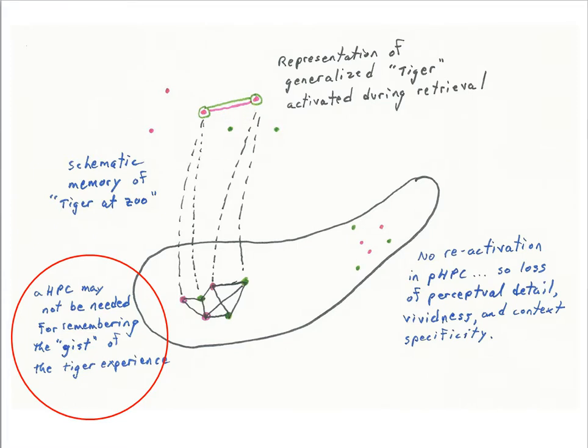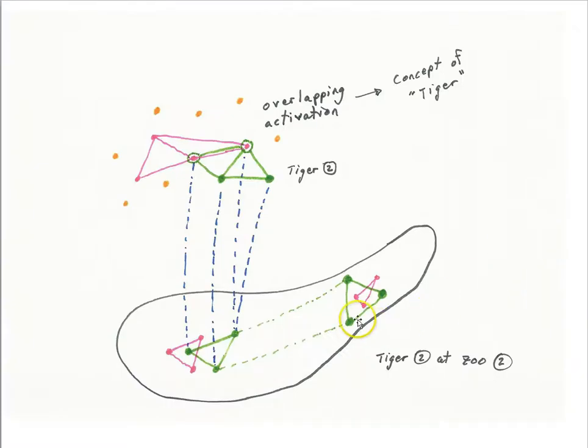So in summary, the idea is that while we can have specific episodic events, Tiger 1 at Zoo 1, Tiger 2 at Zoo 2, and we can have non-overlapping episodic memories for those events, if there are common features of those events, the cortical representation can show this overlapping pattern. And it's the overlapping part of the memory representations that, in a sense, may later on be retrieved as semantic memories of tigers at the zoo.